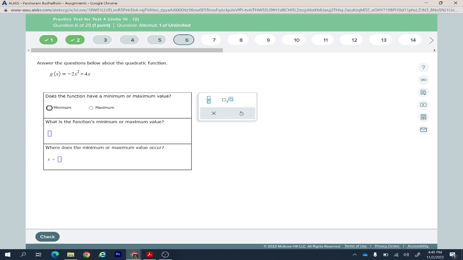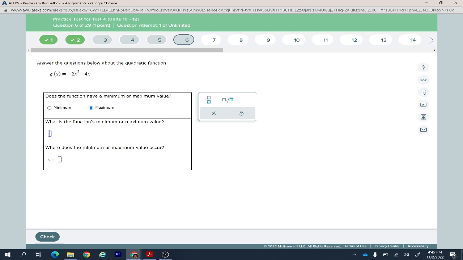Answer the question. This is our parabola. As you can see here, does the function have a minimum or maximum value? That depends on the coefficient of x squared. If the coefficient of x squared is negative, you will have a maximum value. If the coefficient of x squared is positive, you will have the minimum value. So in this case, because x squared has coefficient -2, it will have a maximum value. What is the function's minimum or maximum value?